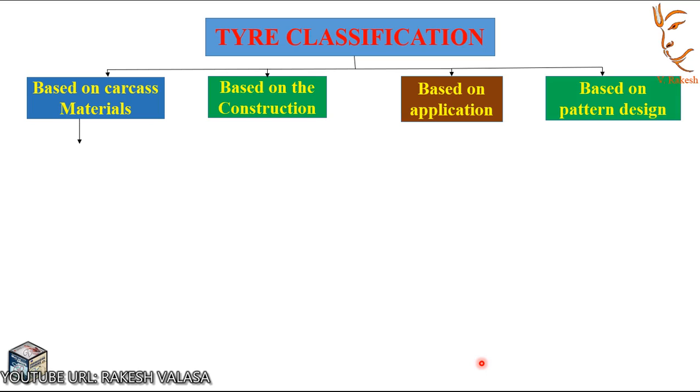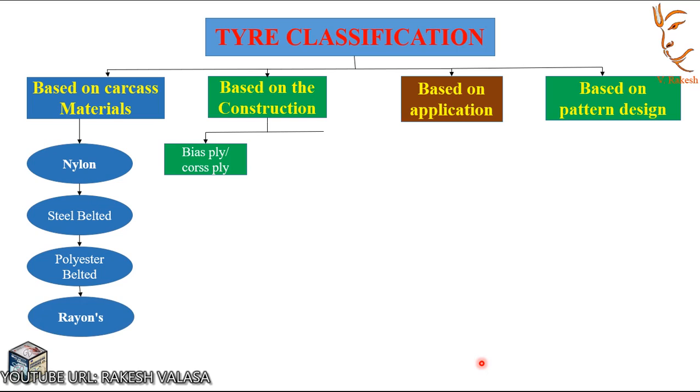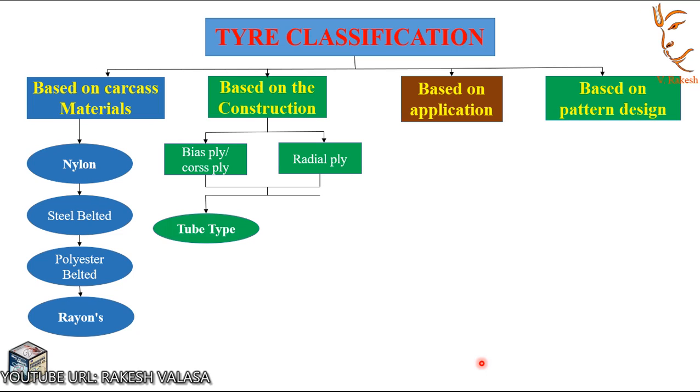Let us see the classification based on carcass materials: nylon, steel belted tires, polyester belted tires, rayons. Next, based on construction. This is divided into two parts, that is bias ply or cross ply, and radial ply. This again is divided into two types, that is tube tires and tubeless tires.